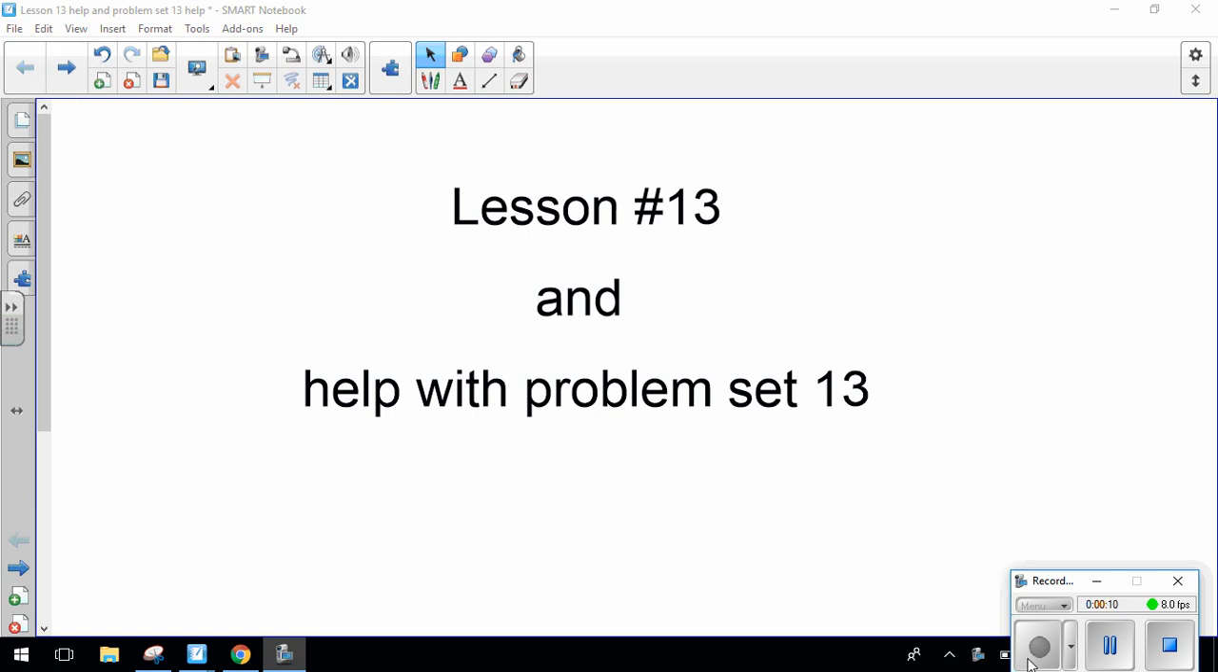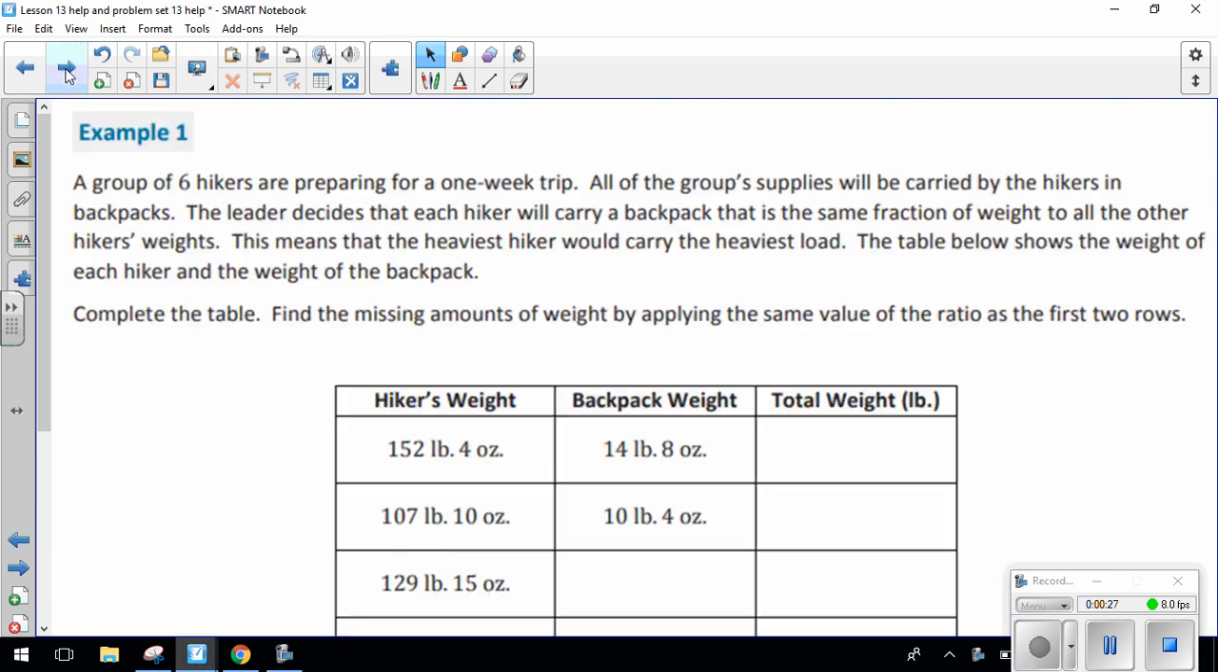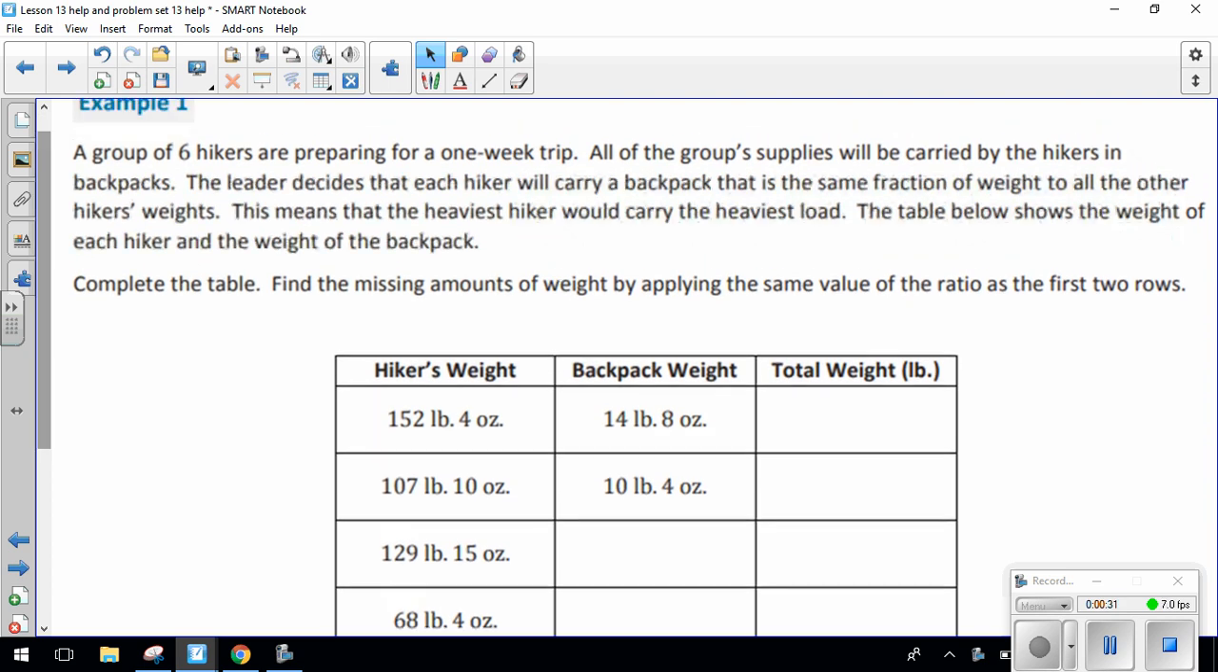I'm going to help you with some more of the video notes, and I'm also going to help you with problem set number 13. I'm only going to help you get started with the problem set, and then we'll go over all the solutions in class. So let's begin. There were two examples in your video that were not discussed.